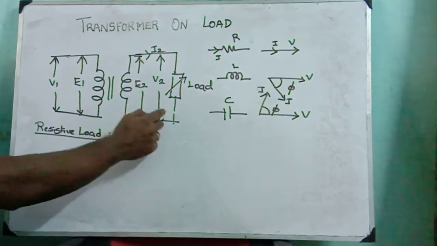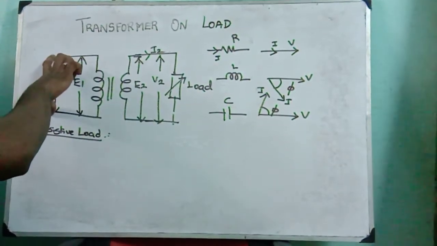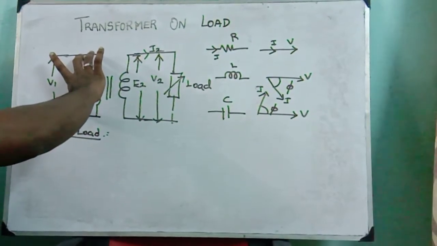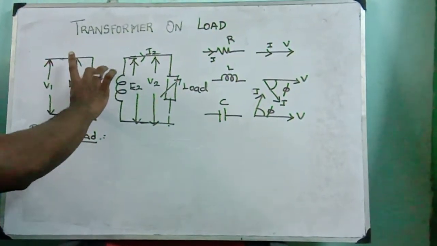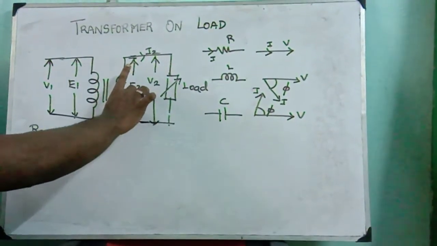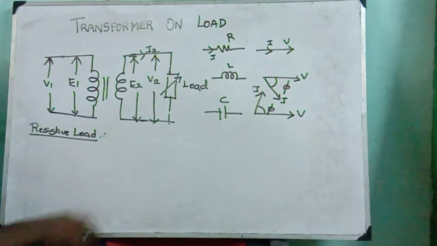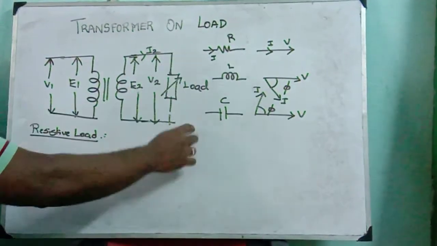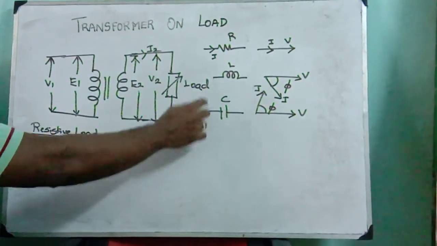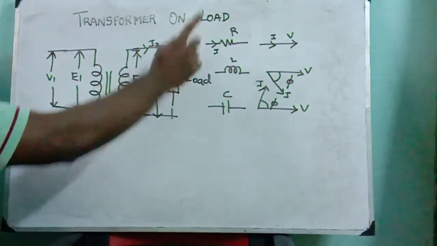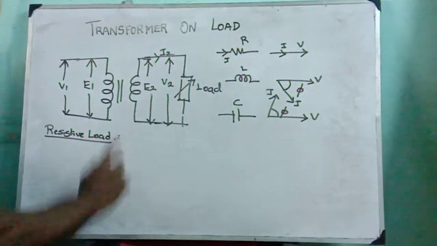So consider this is a single phase transformer circuit. V1 is the supply voltage given to the primary winding of your transformer, E1 is the self-induced voltage of your primary winding, E2 is the self-induced voltage of your secondary winding, V2 is the terminal voltage, and I2 is the secondary current. Consider these three cases. These three are the elements: R element, L element, and C element, and these are the load. I am considering the resistive load, inductive load, and capacitive load.